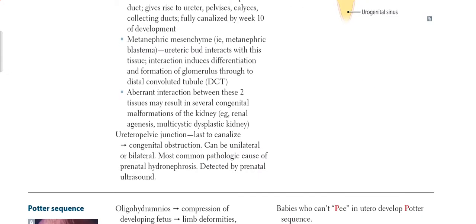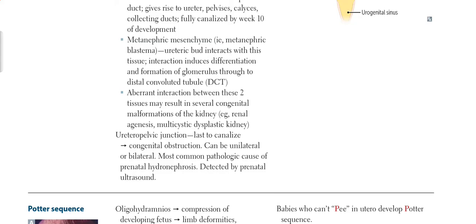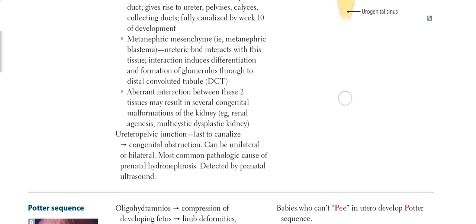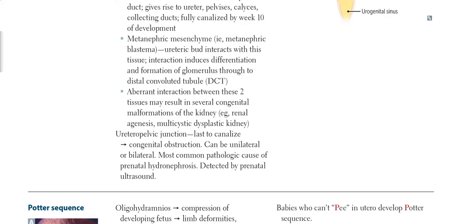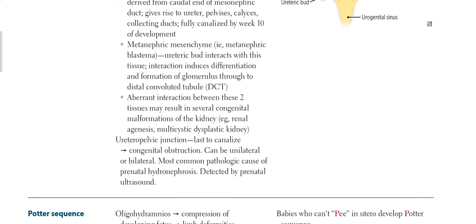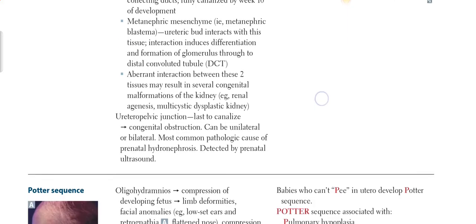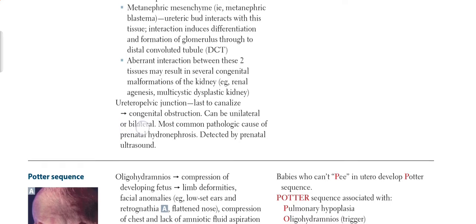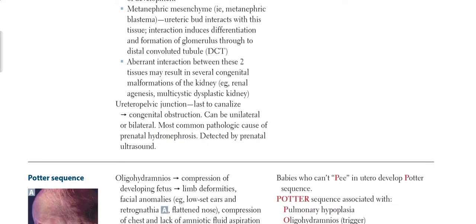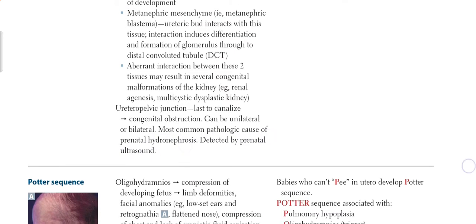But we have an interaction between these two tissues, the metanephric mesenchyme and the ureteric bud, which can sometimes cause a congenital defect if it doesn't occur properly. For example, renal agenesis, multicystic dysplastic kidney, and ureteropelvic junction failed canalization, leading to congenital obstruction. It can be unilateral or bilateral. The most common pathological cause of prenatal hydronephrosis, which is enlargement of the kidney, is detected by prenatal ultrasound.